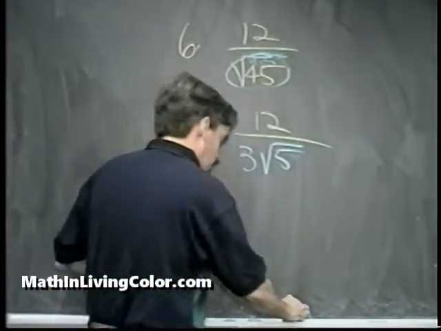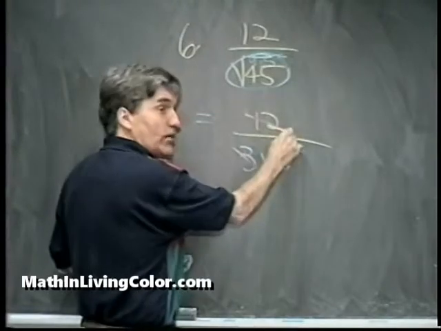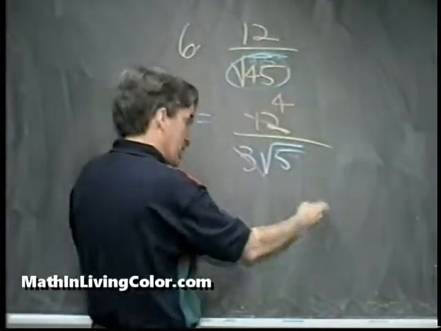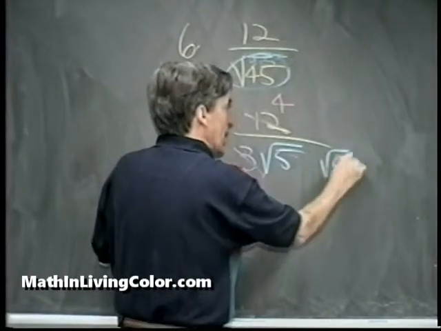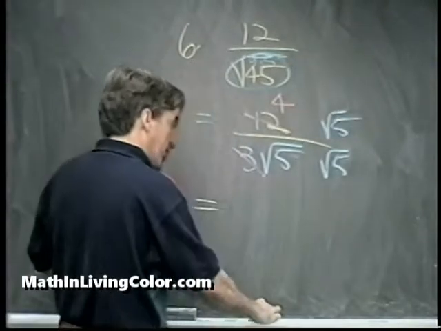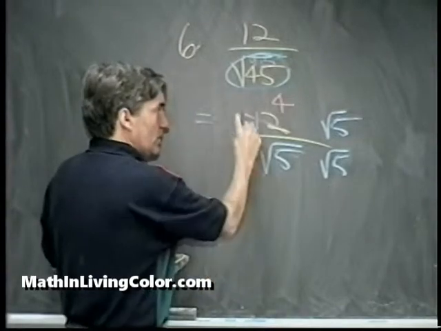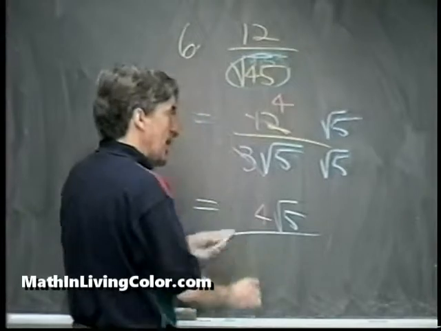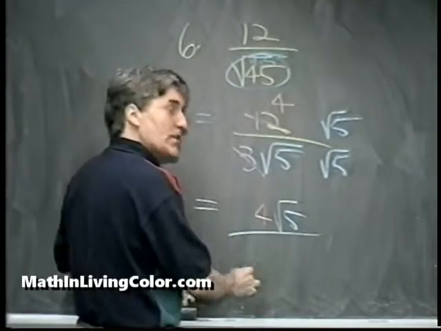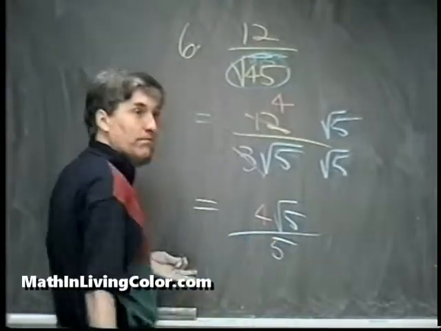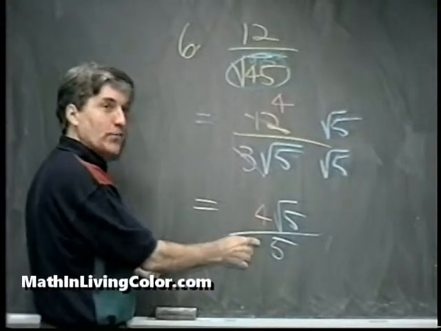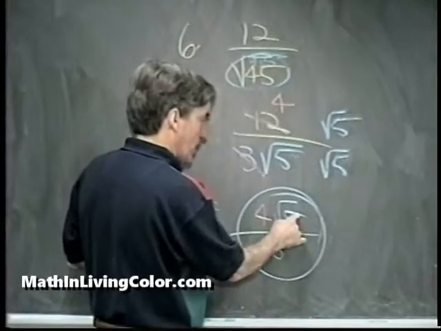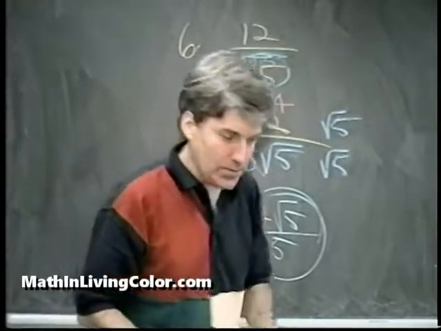I think I'd go ahead and reduce it right now. 3 goes into 12, right? 4 times. And then let's rationalize the denominator. That means multiply it by square root of 5 over square root of 5. So now what do you have for a numerator? 4 square root of 5 divided by the square root of 5 times square root of 5, which is 5. If you said square root of 25, that's right, and then the square root of 25 is 5. So you get 4 square root of 5 over 5 as the answer to that problem.